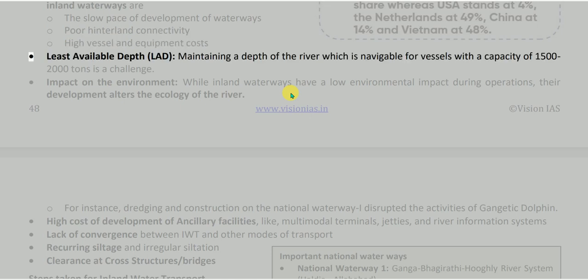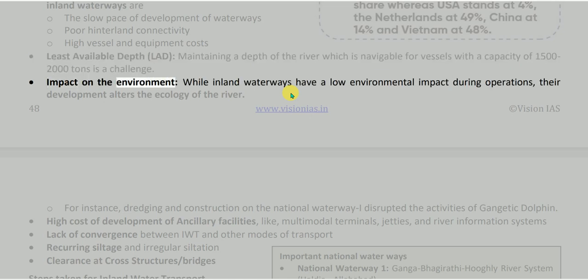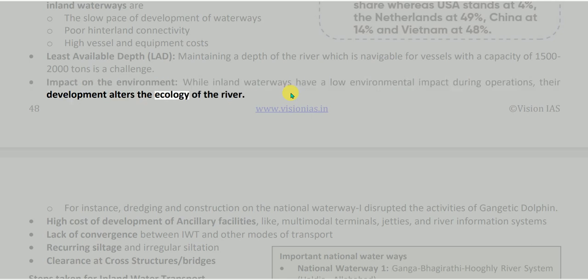Least available depth, LAD: maintaining a depth of the river which is navigable for vessels with a capacity of 1,500-2,000 tons is a challenge. Impact on the environment: while inland waterways have a low environmental impact during operations, their development alters the ecology of the river.